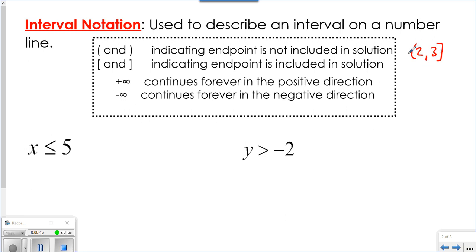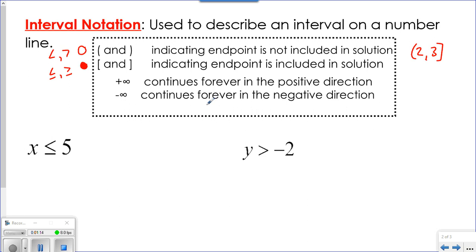The parenthesis means that the endpoint is not included in the solution. So if I see a parenthesis, that means that I'm going to have an open circle if I graph, and it could be a less than or a greater than symbol. If I see a bracket, this means that the endpoint is included in my solution. So here we have the filled in circle, which means we have less than or equal to or greater than or equal to.